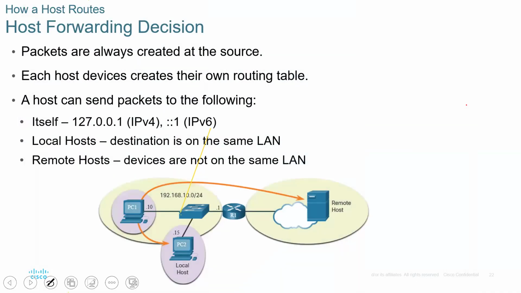So how does a host route a particular packet? Now, a host makes what we call the forwarding decision. Packets are always created at the source, and each host device creates its own routing table. So a host can send a packet to itself, what we call the loopback.